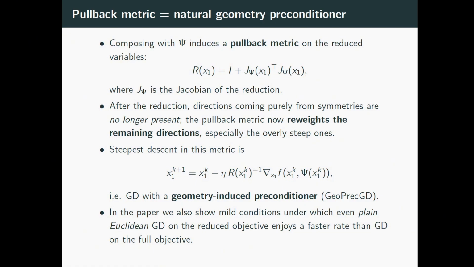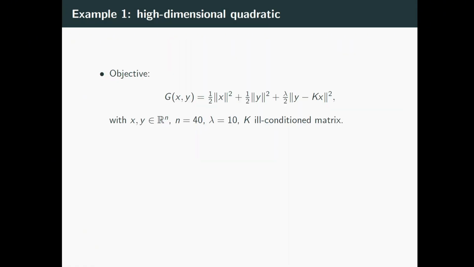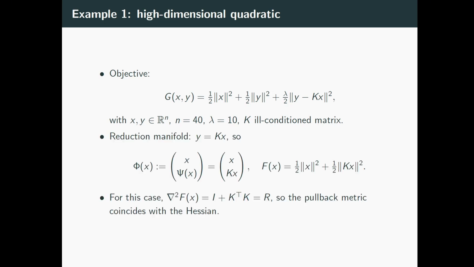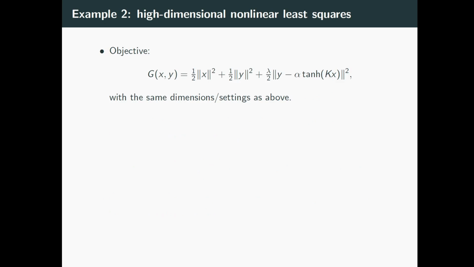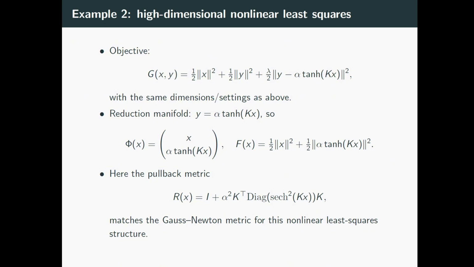Let me show you some synthetic high-dimensional experiments. The first one is a high-dimensional quadratic where we have two coupled variables and we know the exact relation between them. So the reduction enforces that relation and collapses the problem. The second one is the nonlinear version of the same idea where the coupling goes through a tanh-type nonlinearity, so the reduction now is nonlinear.